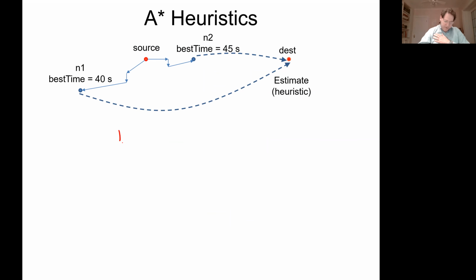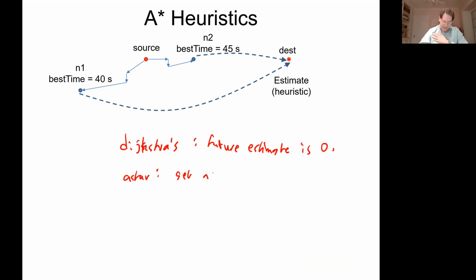Dijkstra's algorithm can be considered, whoops, I'm misspelling Dijkstra. So basically in Dijkstra's algorithm, the future estimate is 0. So you can think of Dijkstra as a special case of an A-star algorithm where you just guess that there's no cost or travel time in the future. And that's clearly a lower bound, right? We're never going to get a time that is less than 0.